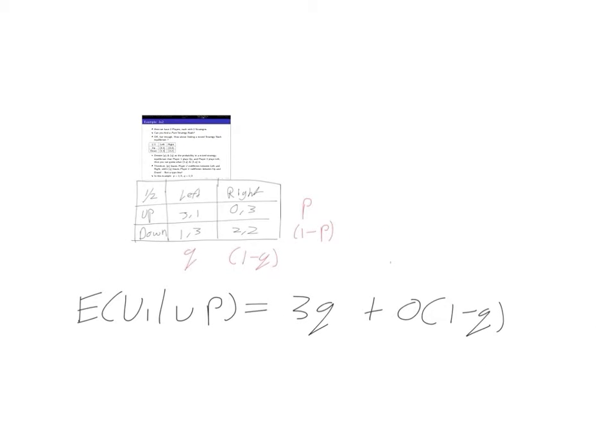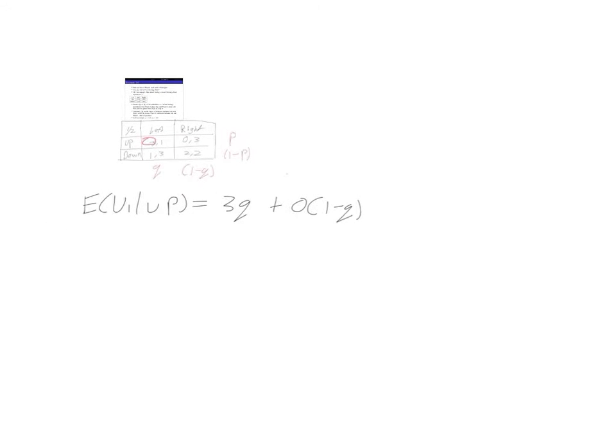What we're doing is locking in player 1 playing up, so we're looking at this row here. If player 2 plays left and player 1 plays up, then player 1 gets a payoff of 3, and player 2 plays left with probability q, so that's where the 3q comes from. Player 1 gets payoff 3 with probability q, and similarly, player 1 is definitely playing up, so if player 2 plays right, then player 1 gets a payoff of 0 with probability 1 minus q. That's where that comes from. Three q.